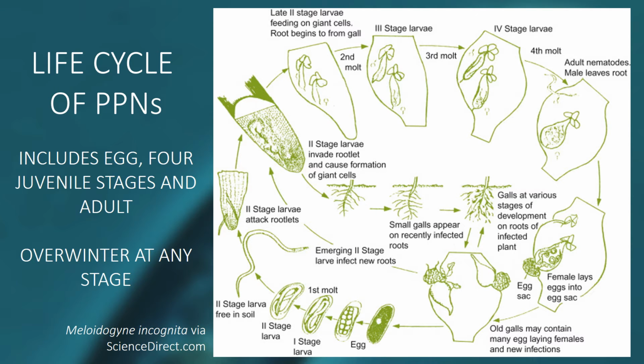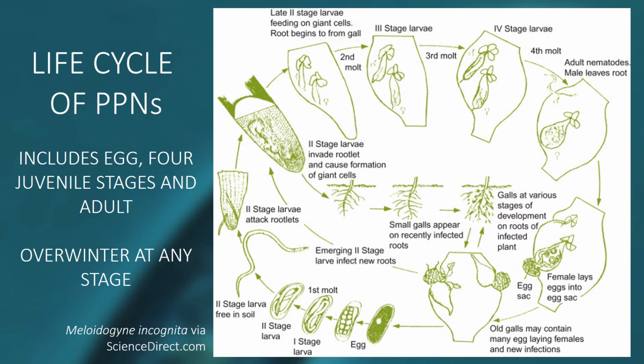The life cycle of plant parasitic nematodes is pretty similar. This is actually an example of Meloidogyne incognita, which is the root knot nematode or the southern root knot. All plant parasitic nematodes go through an egg phase. There are 4 juvenile stages, which means 4 molts, and then the adult.